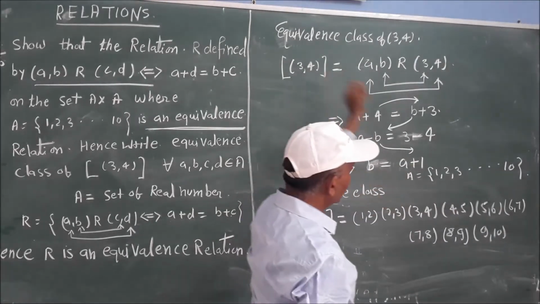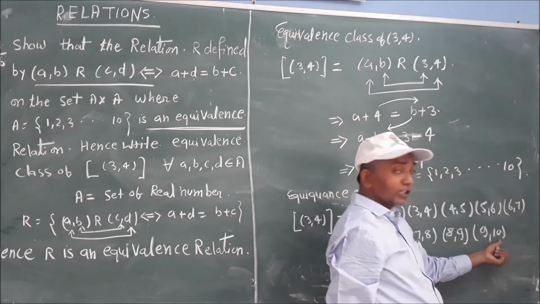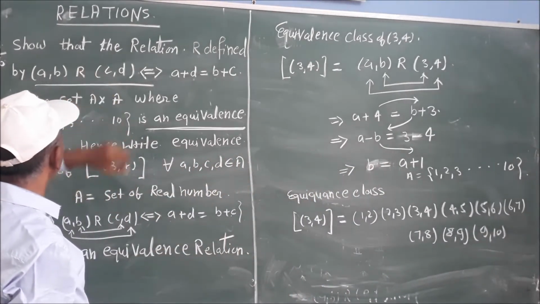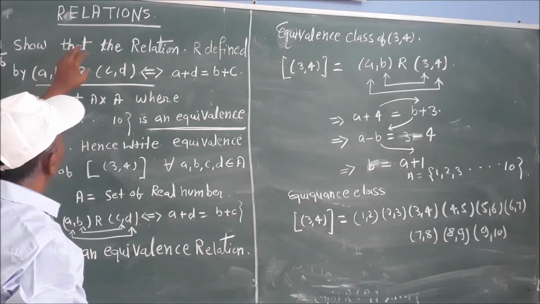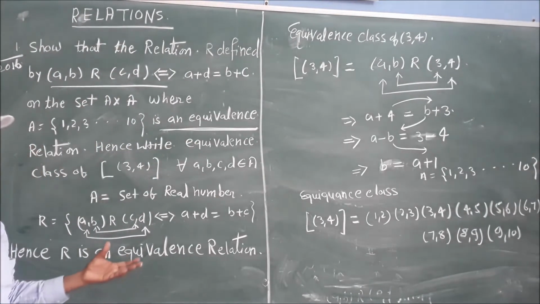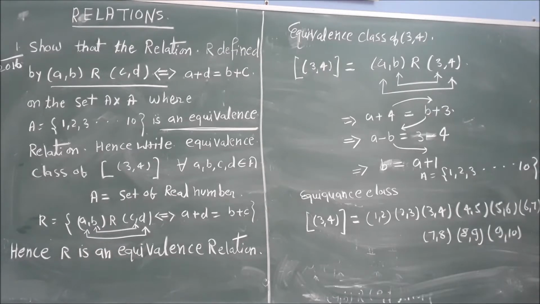Up to, in the given set, last element is 10. So your last element may be 10. In this way, this question was asked for 6 marks in 2016. So you see the steps and follow how we calculate the equivalence class.